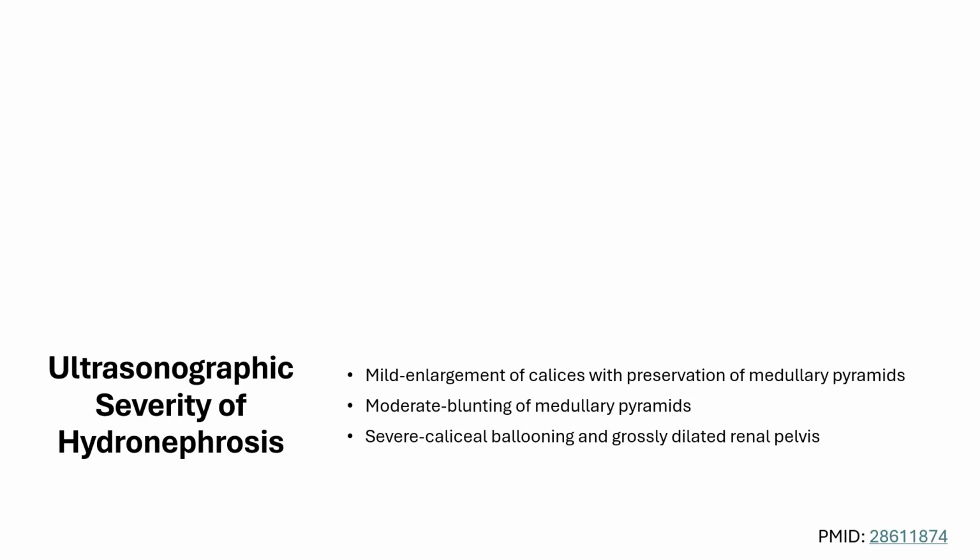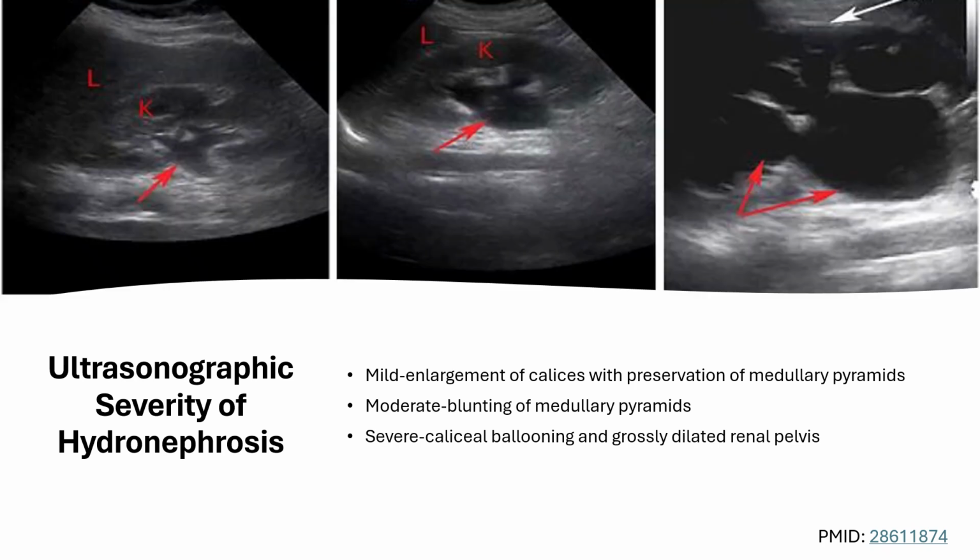Let's discuss the grading of hydronephrosis by kidney ultrasound. For mild cases, it can be very, very subjective. On this pictorial, you see three different grades of hydronephrosis. Top left is mild, middle is moderate, and top right is severe.